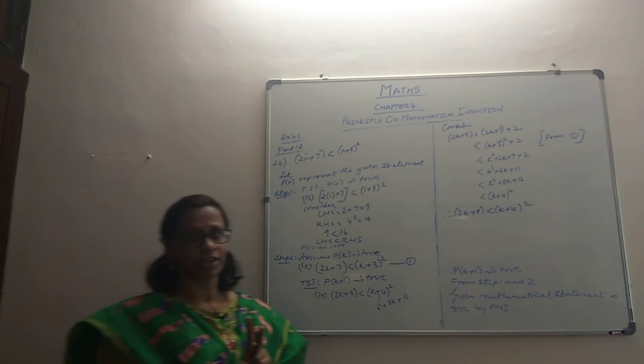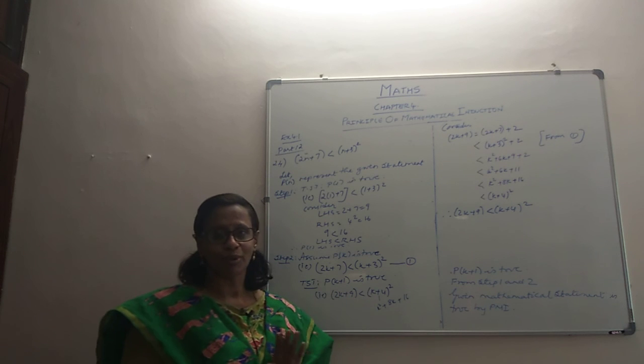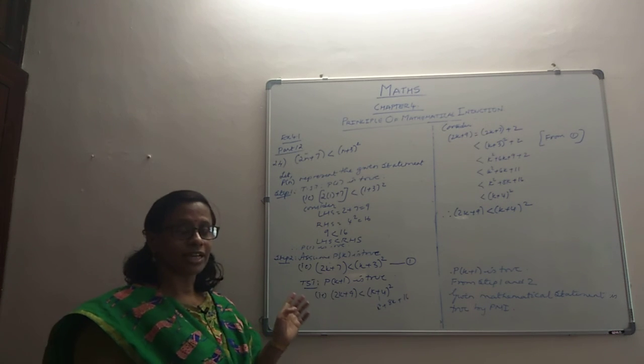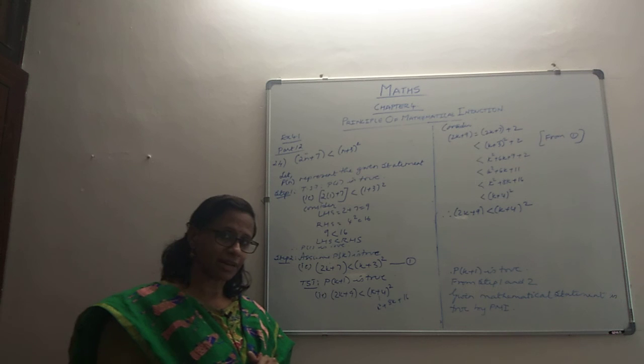Two inequality problems we have come across. This is how we are going to go about doing it. That is our exercise 4.1, and that finishes our chapter.